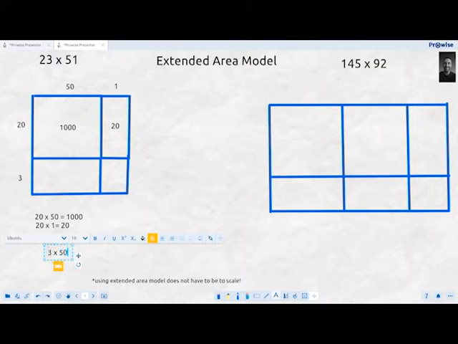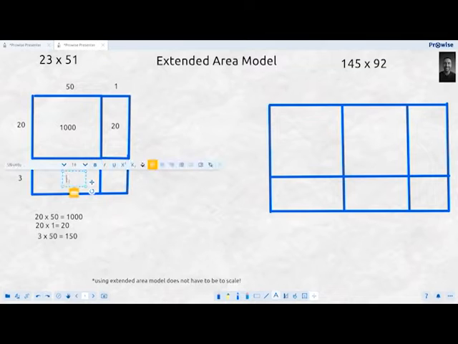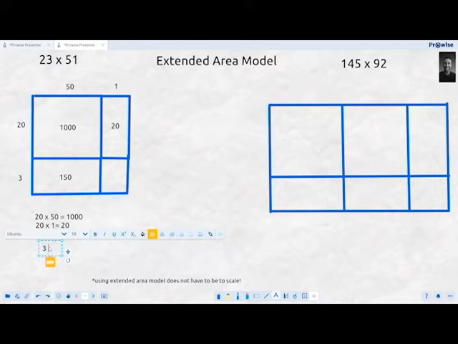Then we're going to go 3 times 50, and it doesn't really matter what order you complete these in, as long as they are all completed, you'll still end up with the correct answer. Now again, we can do 3 times 5, which is 15, and then adding on that extra 0 from the 50 to make it 3 groups of 50, which is 150, and popping that into the box as well. And finally, a very easy one, 3 times 1, and of course we know that is 3.